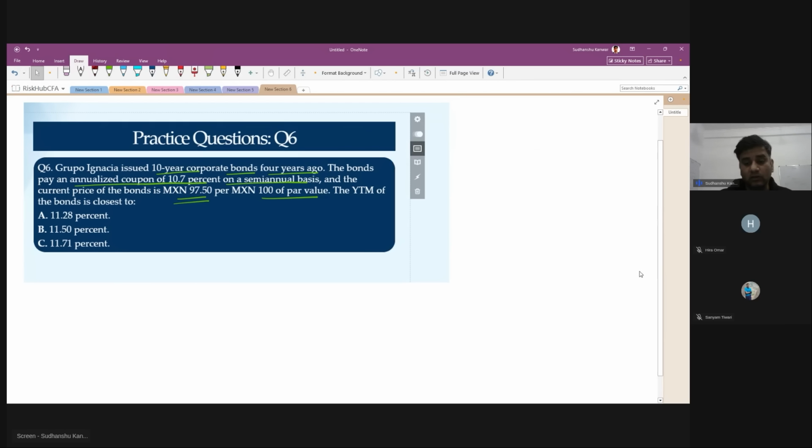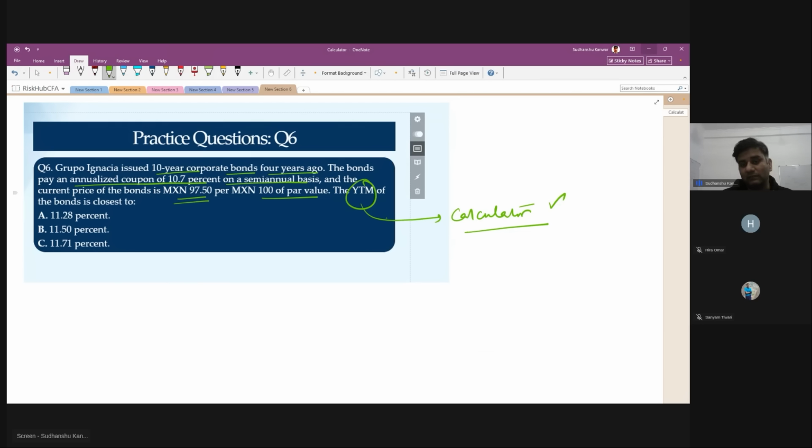Very interesting question because now we have been told to calculate the YTM. Again, I told you, whenever you see a YTM question, the first thing that should come to your mind is that it has to be solved by calculator. I can't solve it by my equations. As soon as you see the question asking YTM, the first thought in your mind should be calculator, no equations. It makes your life a little easy, right?